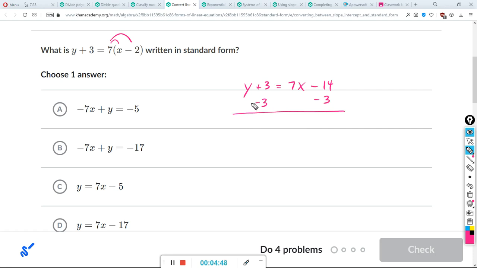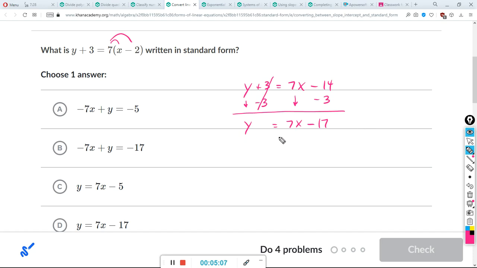Okay, I'll do it in 2 steps. Bring down your y. 3 minus 3 cancels. Bring down your equal sign. Bring down your 7x. Negative 14 and negative 3 is going to be negative 17.